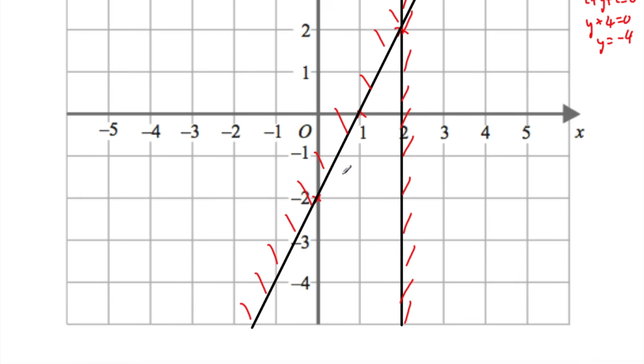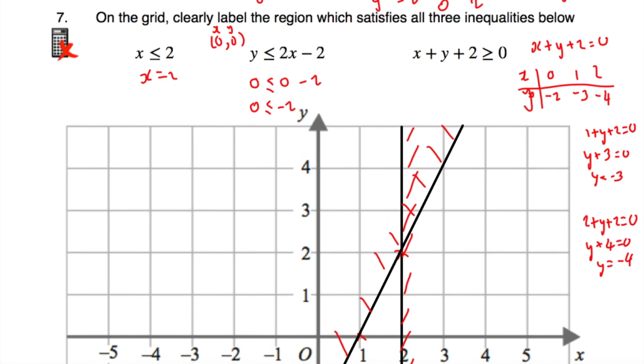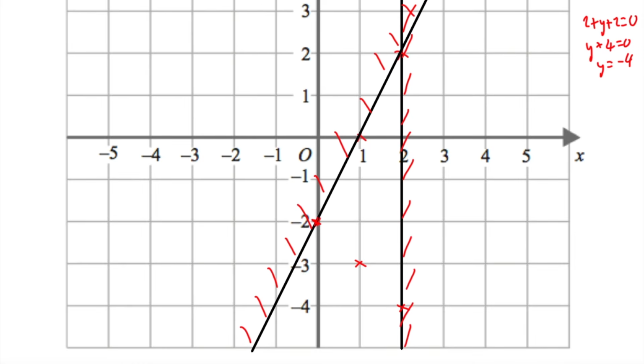So let's plot them. 0, negative 2 is there. 1, negative 3 is there, and 2, negative 4 is there. So they're in that diagonal line there, and it's bigger than or equal to, so we're going to do a solid line passing through those 3 points. So let's do that. And that's fantastic. We've now drawn x plus y plus 2 is equal to 0.